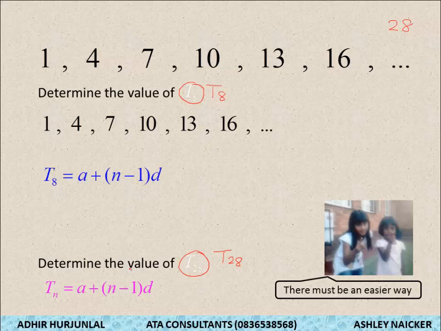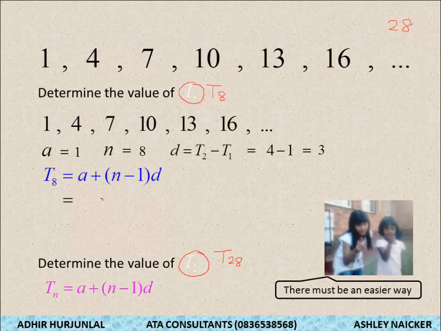Now watch this, guys. If I want to go back to this question here and find out what T8 is, I've already got the answer, but let's see whether the formula actually works. T8 is equal to, what's the value of A, guys? A is the first term, which is 1. Then what is the value for n? N is equal to 8, correct. And lastly, what is the value for D? D is T2 minus T1. T2 is 4 minus 1, which is equal to 3.